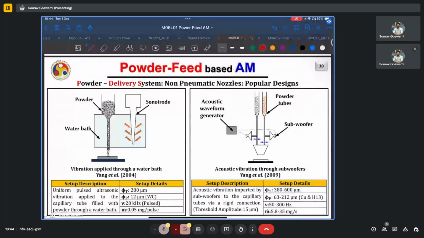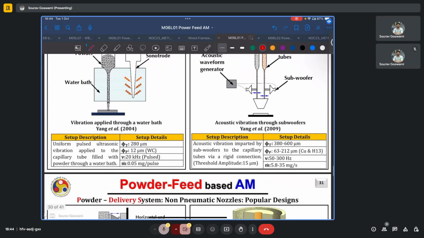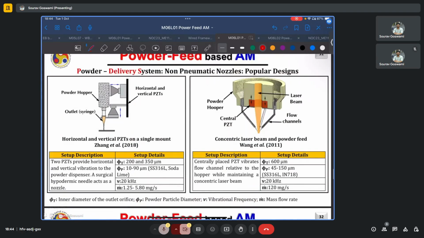Then you can also use some acoustic vibration rather than ultrasonic vibrations, and this can be transmitted via subwoofers. Here the tubes are very wide at 380 to 600 microns. The powder particle size can be as high as 212 microns for copper and S13 tool steel. The frequency is between 50 and 300 hertz, and the powder deposition rates are between 5.8 to 35 milligrams per second. You also have a combination of horizontal and vertical piezoelectrics, which can give you powder deposition in the range of 1.25 to 5.80 milligrams per second, again at ultrasonic frequencies of 20 kilohertz.